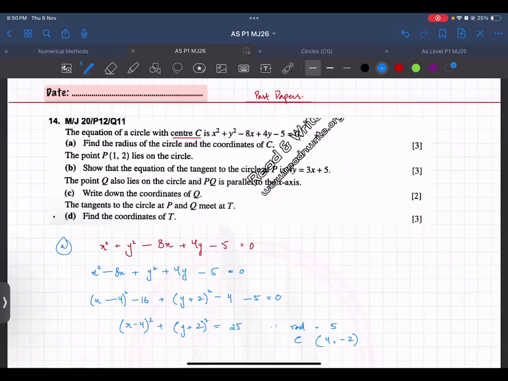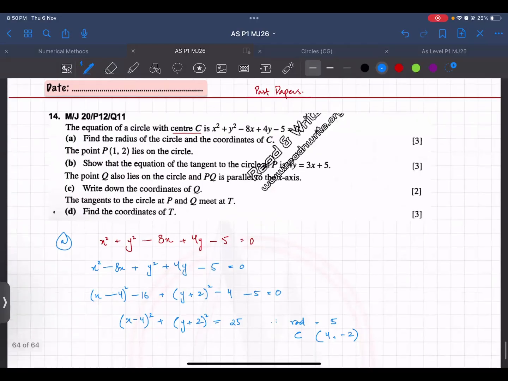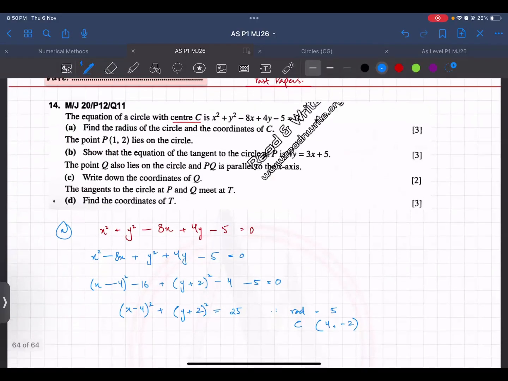Then they have told you that the point 1 comma 2 lies on the circle. Show that the equation of the tangent of the circle is... okay. So we have the circle, we have the center point 4 minus 2, and they have given you a point P 1 comma 2, any random point. They have told you the equation of this tangent at this P value, they're asking you to find this. It is 4y is equals to 3x plus 5. We have to show this.